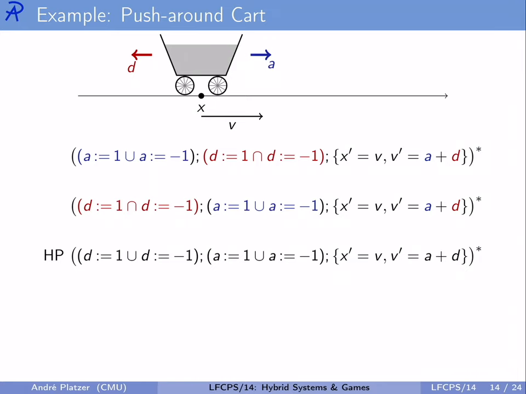And indeed, these are the logical formulas that we would really like to be using here. We would like to ask this hybrid game, does the angel player have a winning strategy to make some winning condition true? Just make sure the position is positive. Or the demon player could have a winning strategy in this game and ask himself, can he make sure that the position is negative?